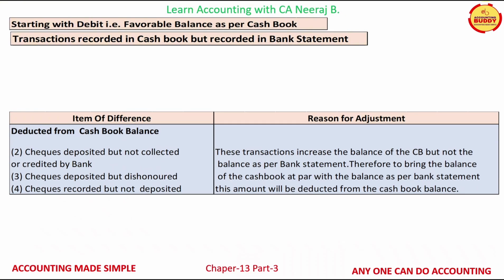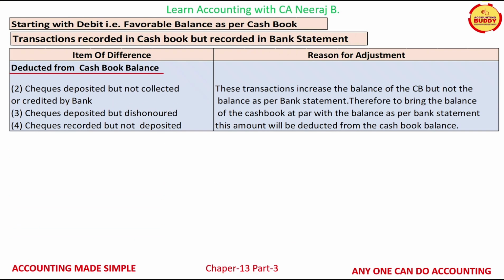These items of difference need to be deducted from the cash book balance. They are checks deposited but not collected or credited by the bank, checks deposited but dishonored, and checks recorded but not deposited. These transactions increase the balance of the cash book but not the balance as per bank statement. Therefore, to bring the balance of the cash book at par with the balance as per bank statement, these amounts will be deducted from the cash book balance.